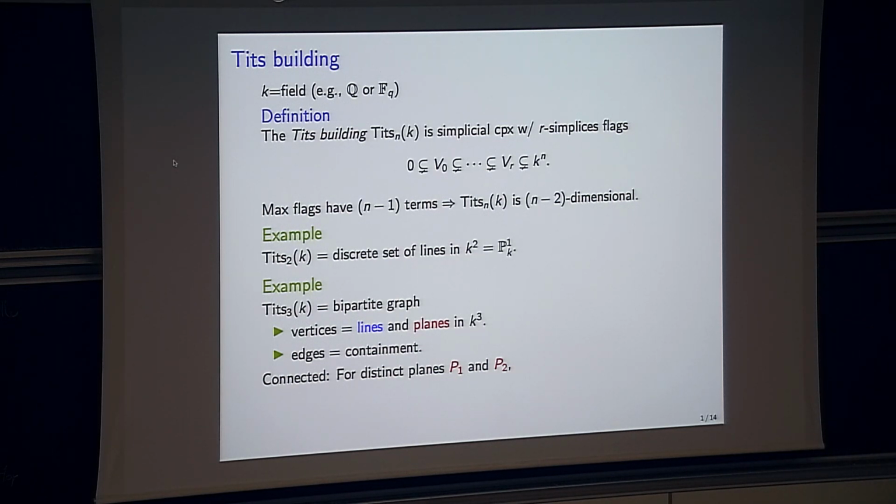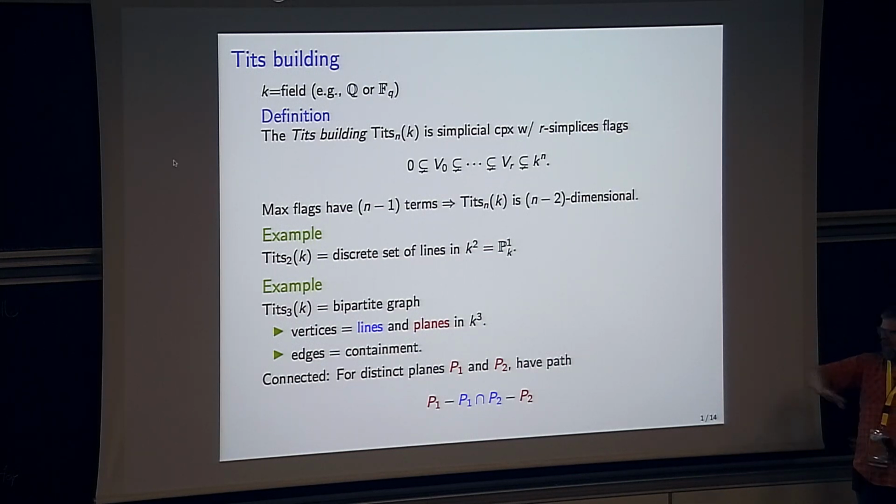So for distinct planes P1 and P2, here's the path. You start from P1. Because these are distinct planes, they intersect in a line. So we go from the plane P1 to the line P1 intersect P2, and then back up to the plane P2. So it's a connected graph for Tits building of dimension 3, and the same argument works in general.